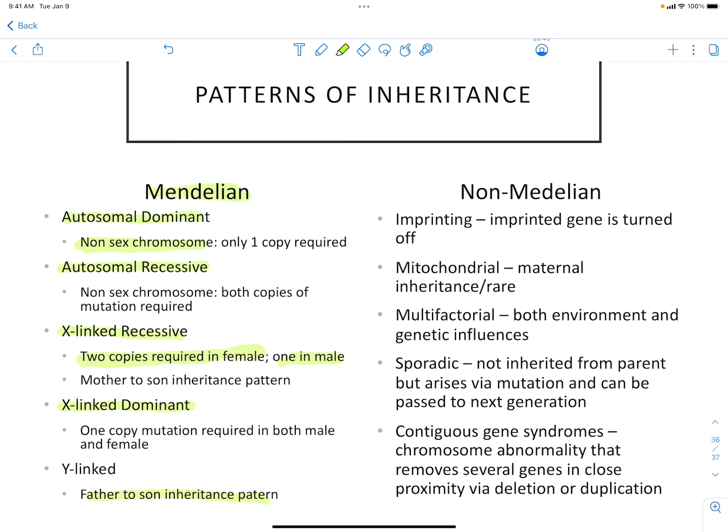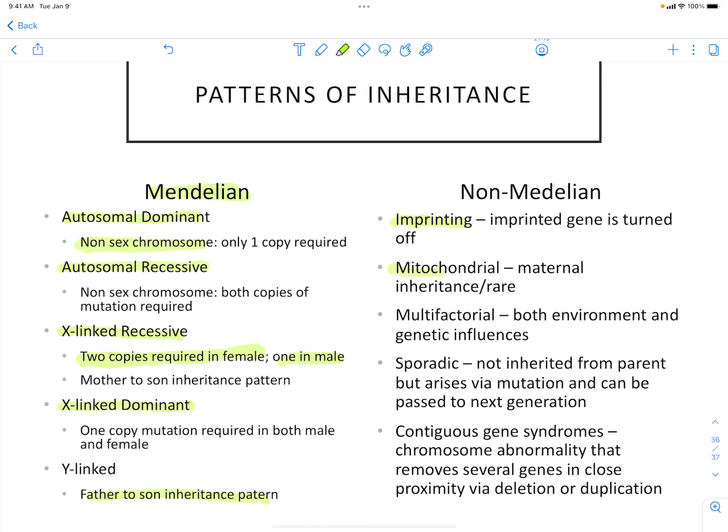Now the non-Mendelian are other things that can influence phenotypes that don't follow these patterns. We have something called imprinting, in which the imprinted gene is turned off. So that means that in every individual that has a normal phenotype, they only have 1 copy that's turned on, and it has to be non-mutated. If this copy that's turned on does get mutated, then typically you're going to have some sort of disease because the other copy on the other chromosome is shut off by imprinting.